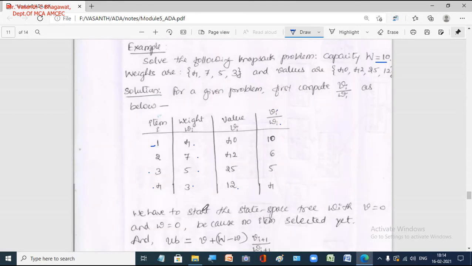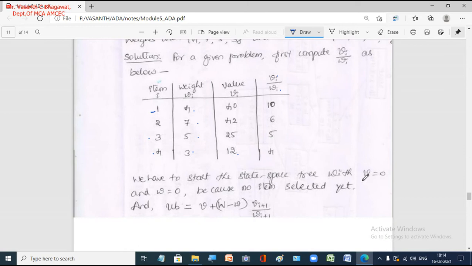Now we are going to start the state space search with profit 0. That means you are not selecting any item. Initially you have to find the bound when you have not selected any item. Since you have not selected any item, the weight will be 0 and your profit also will be 0. Now you find the upper bound by using the formula. Upper bound is equal to v. What is the profit now? Since you have not selected any item, the profit will be 0, plus capital W.